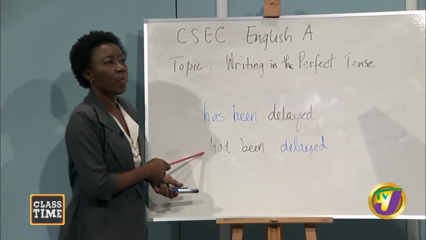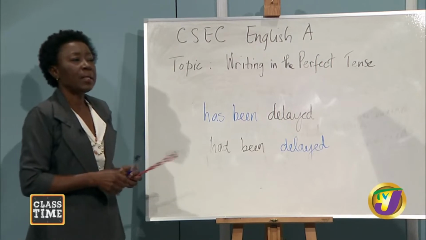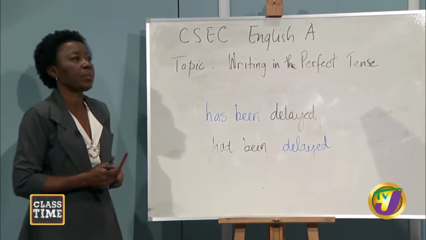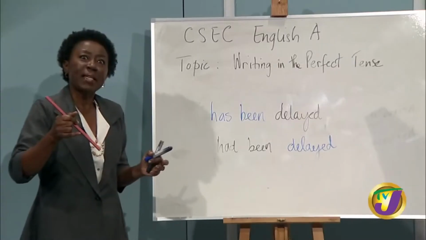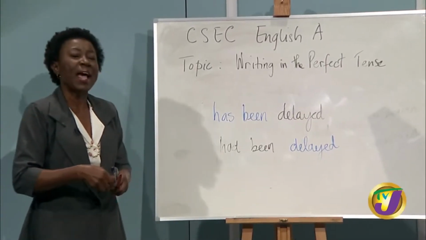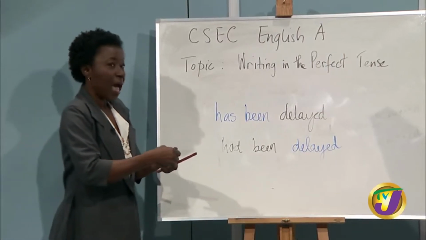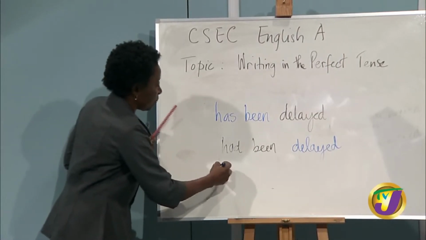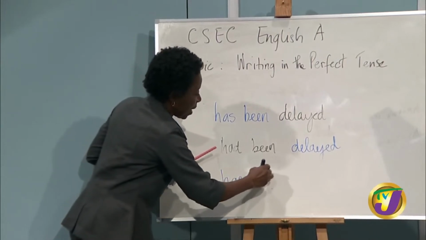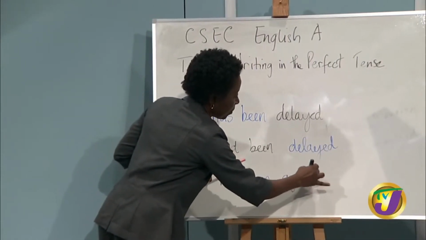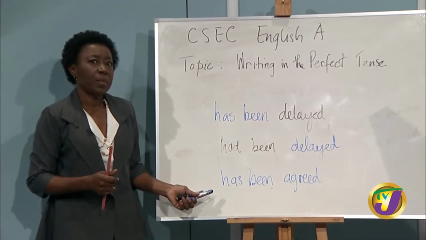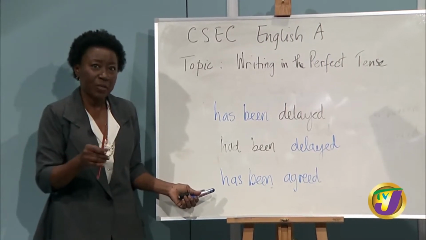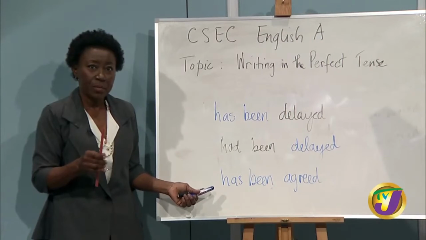Okay. All right then. So it was agreed unanimously. Okay? If the persons agree, and the meeting has ended, the agreement still stands, you will say it has been agreed. Has been agreed. That agreement is still in effect right now. It has been agreed. Okay then?